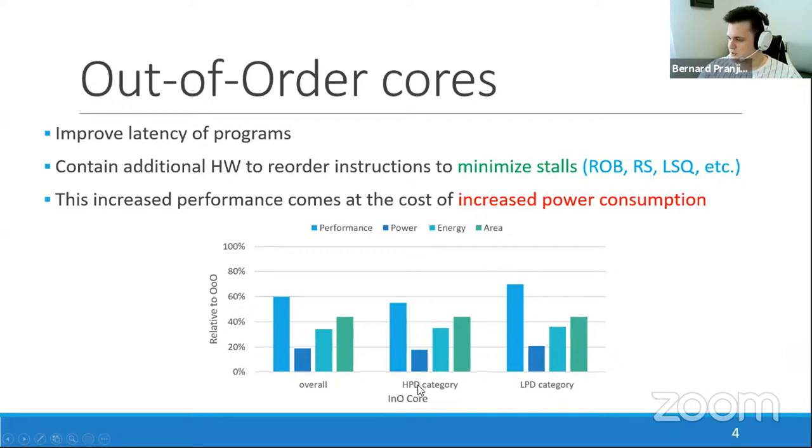And the authors in this paper also differentiate between the HPD and LPD categories. This stands for high performance difference and low performance difference. The idea of the high performance difference category is those are the benchmarks where the applications are better on the out-of-order core because they can use the hardware that allows them to reorder. And the low performance difference category means that even though you have the additional hardware, you can't really profit off it. So there isn't a lot of difference in performance between the out-of-order and in-order core for these benchmarks.